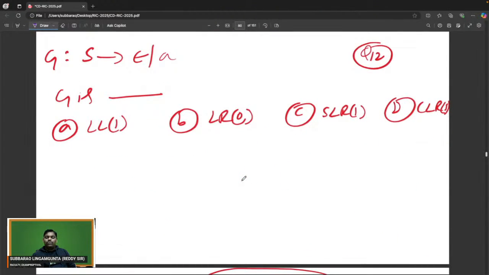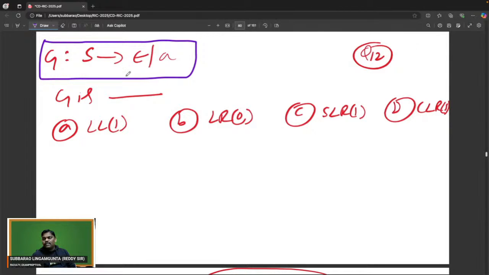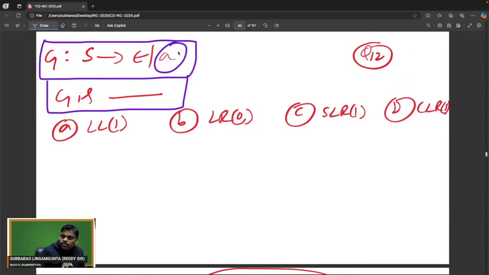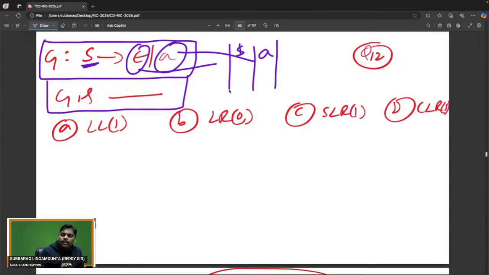Grammar G is given as S goes to epsilon or A. Then what is grammar G? Let's see. E will go to the A column. Next, follow of S: follow of S is dollar. So this will go to the dollar column. One will go to the A column, another one to the dollar column.